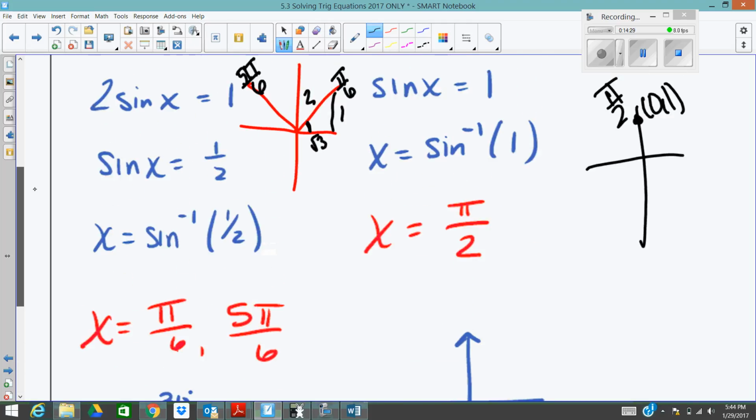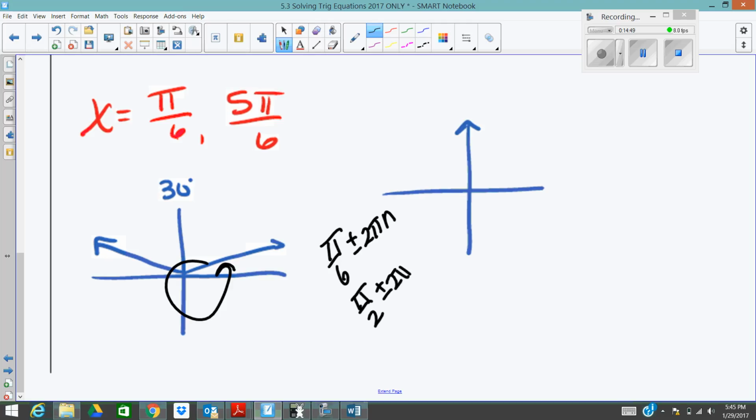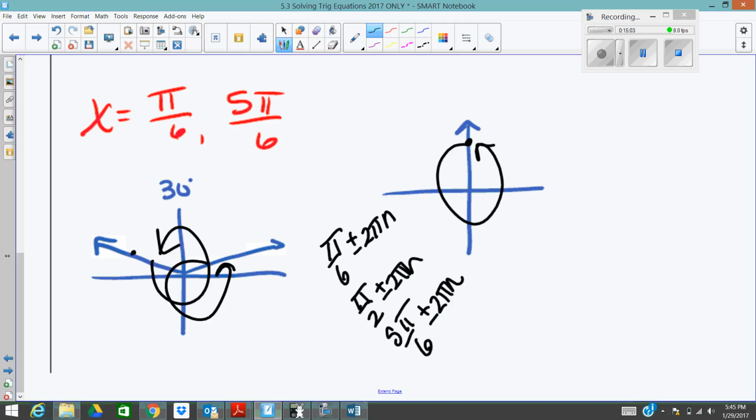And then the general solutions, which this one did not ask for, but if we did want to, we would have to do pi over 6 plus or minus 2 pi n, because we'd have to keep going around. Same thing with pi over 2 plus or minus 2 pi n, because in order to get back here, we have to keep going around. And the same thing with 5 pi over 6 plus or minus 2 pi n. No shortcuts.